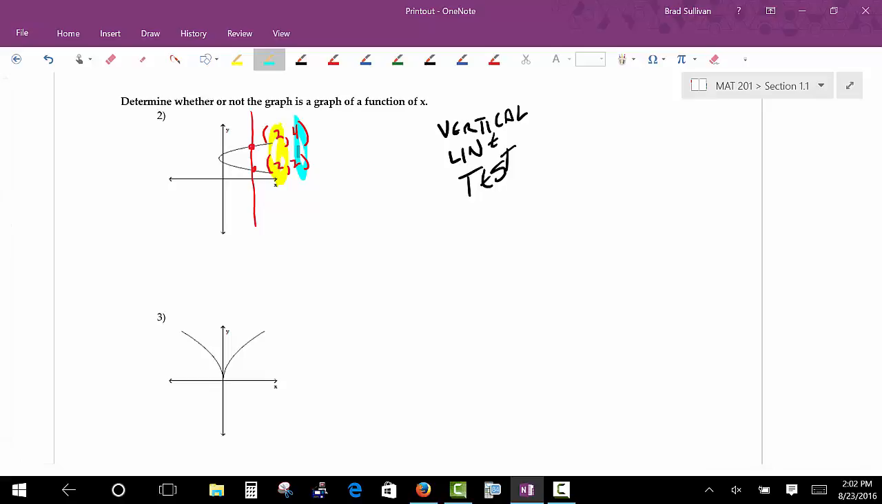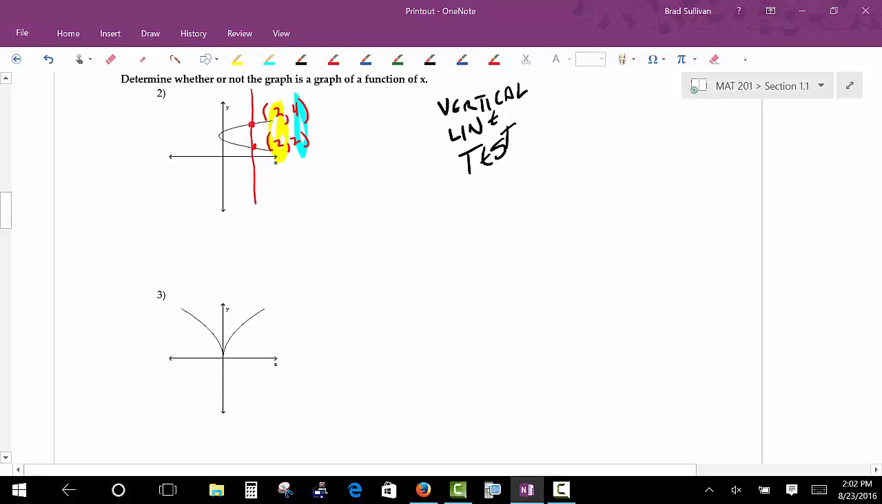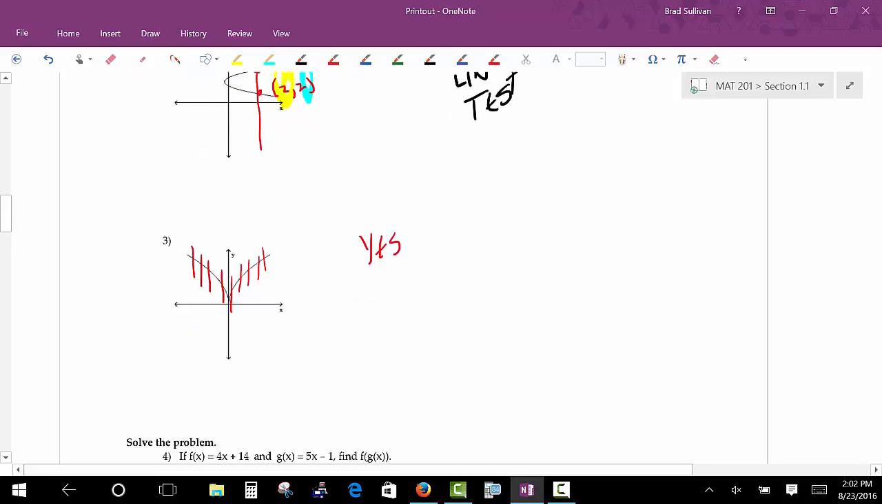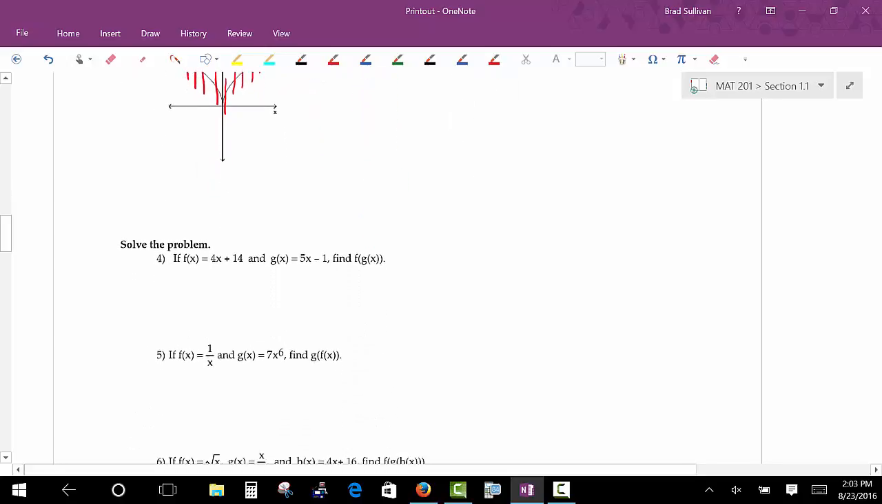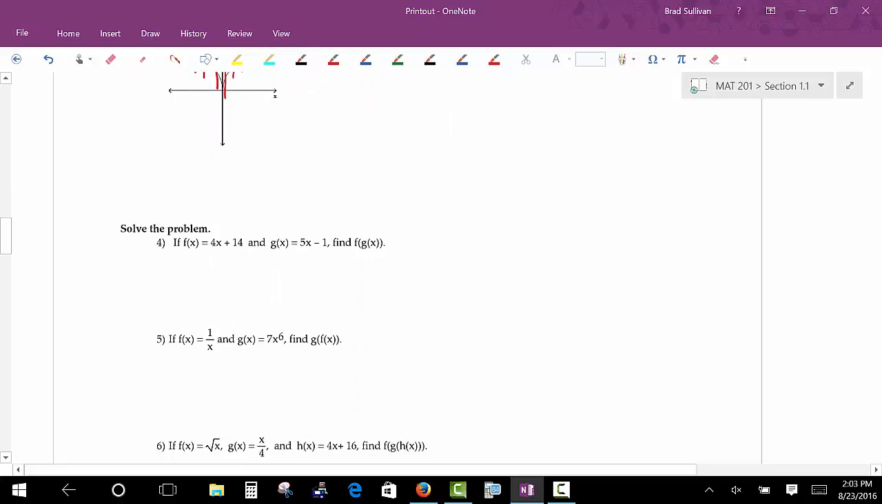Does that make sense? A lot of times students have no trouble doing the vertical line test, but don't understand why it works. Okay, how about number 3? Is that a function? It is. The reason is because every vertical line you can possibly draw goes through 1 point. So yes, that is going to be a function. Does that make sense? Okay, now we're going to do just some algebra of functions next.